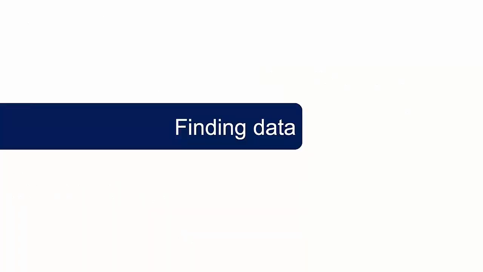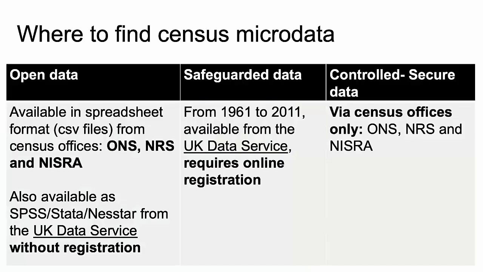So now I'm just going to take you through different ways of finding the data. First of all, by the type of access. So where to find the microdata. So the open data are available in spreadsheet format, so that's in CSV files from the 3 census agencies. And they're also available from the UK Data Service without registration as SPSS and Stata formats. You can also access them via Nesstar.